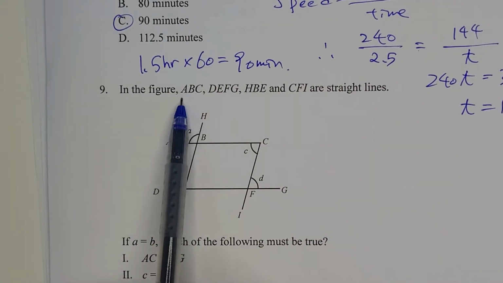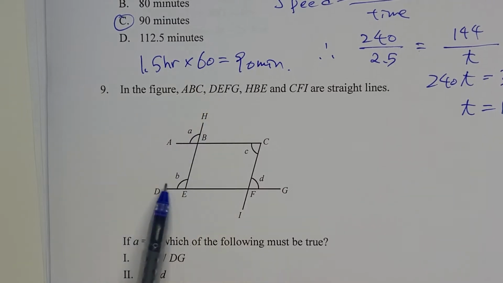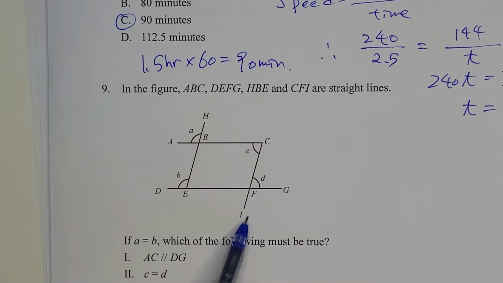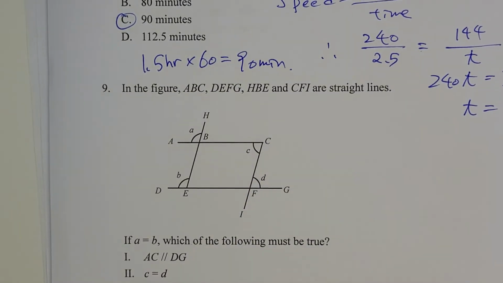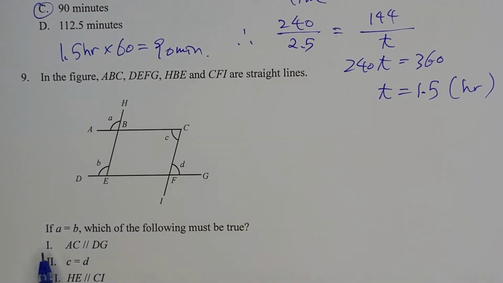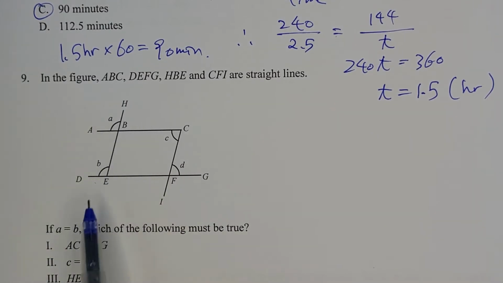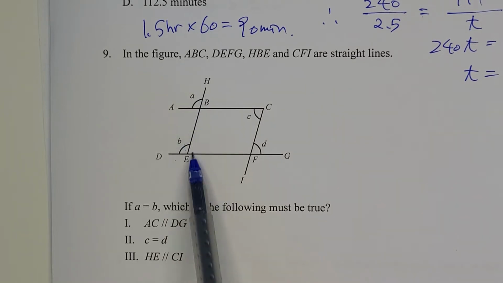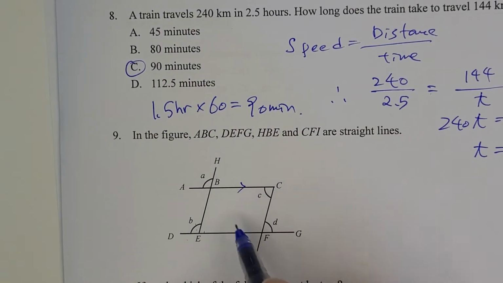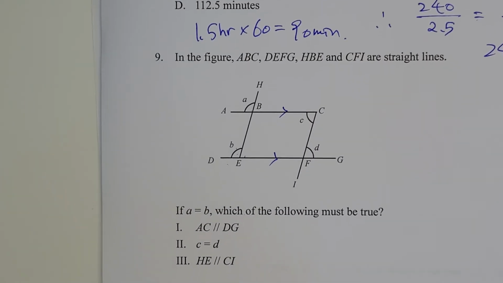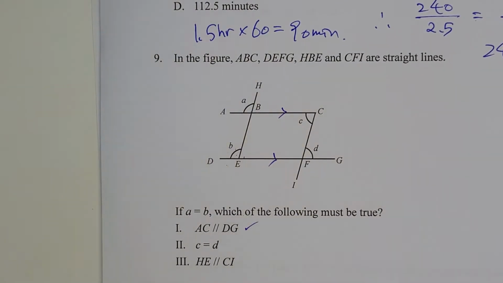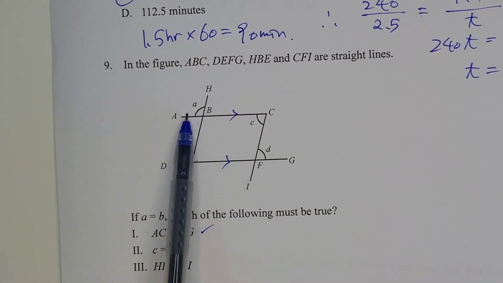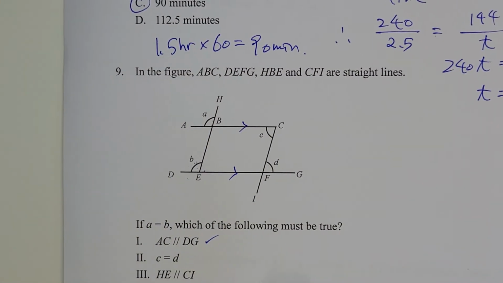In the figure, A, B, C, D, E, F, G, H, B, E, and C, F, I are all straight lines. Very good. So if A equals B, okay, these two are equal, which of the following must be true? If you know that A and B are equal, that means these two must be parallel. So option 1 is true. Because these two corresponding angles are equal, then you can conclude that AC is parallel to DG.